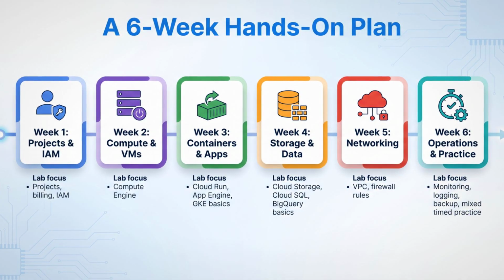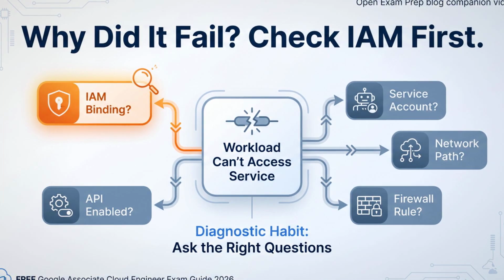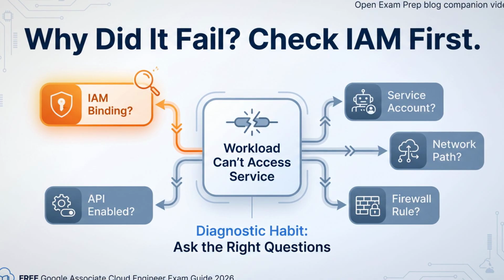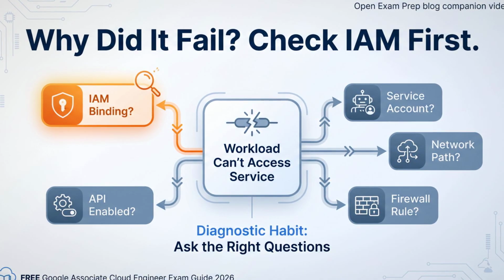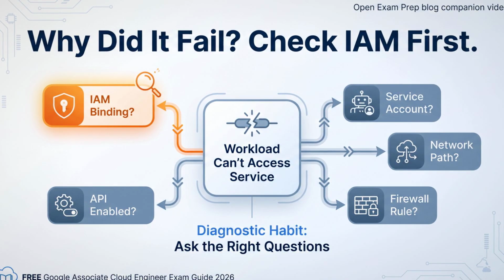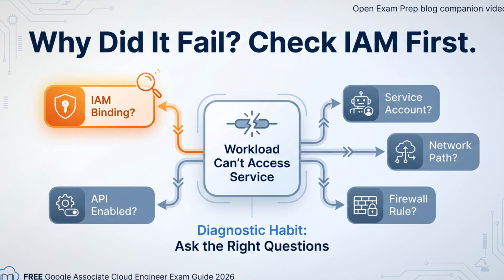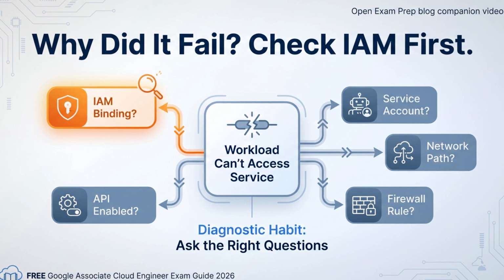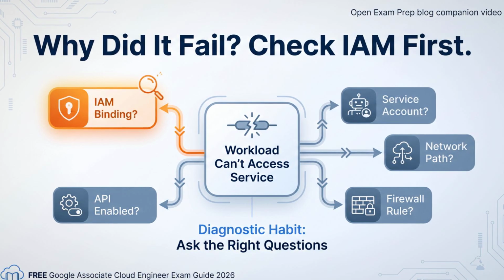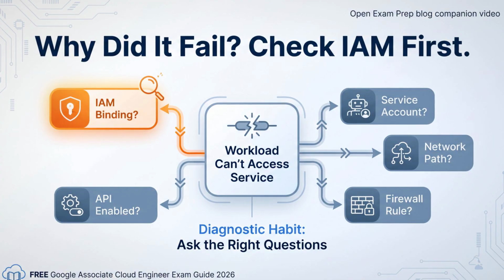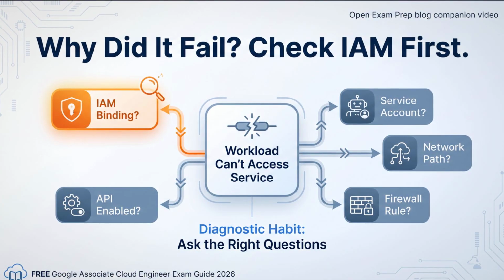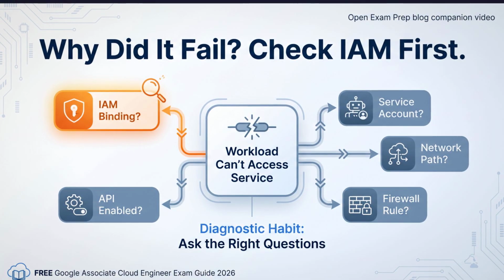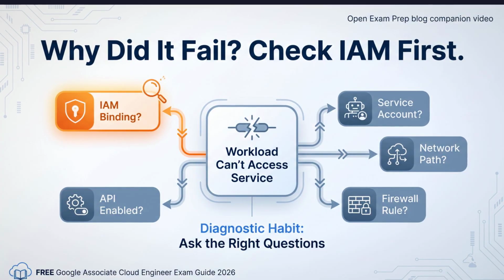A surprising number of exam questions hinge on identity and access management, or IAM. This is where many candidates lose easy points. You must understand the difference between project-level and resource-level access, and how service accounts work. When a scenario question describes a workload failing to access a service, your first instinct should be to check the permissions. Is the API enabled? Is the correct IAM role bound to the correct identity at the right scope? Mastering these details is critical.